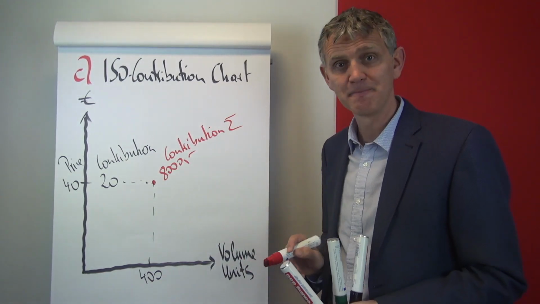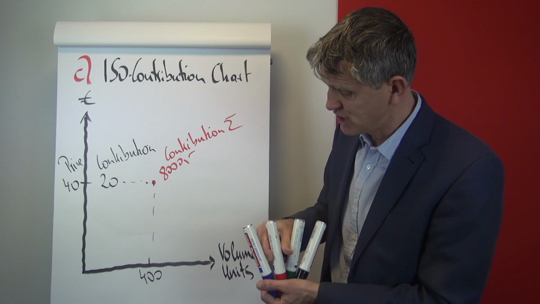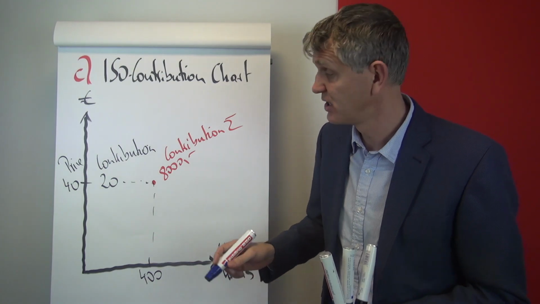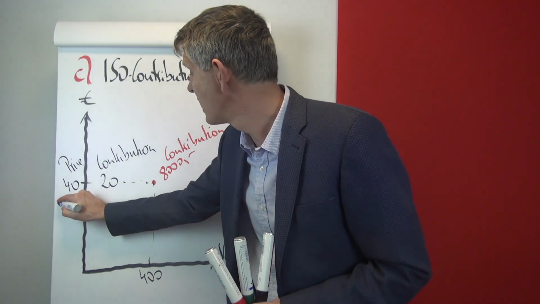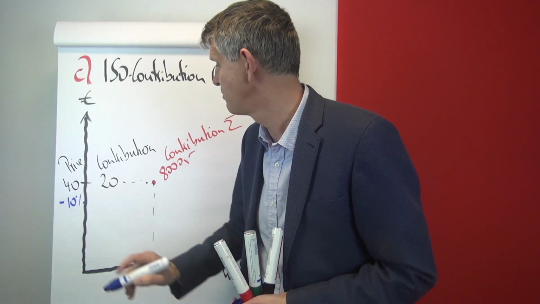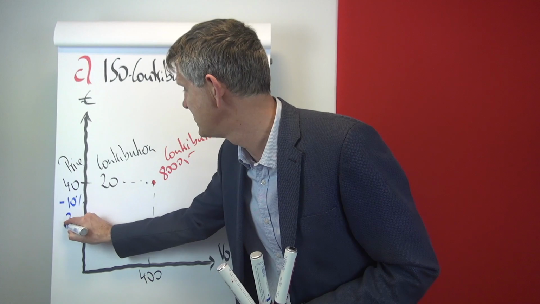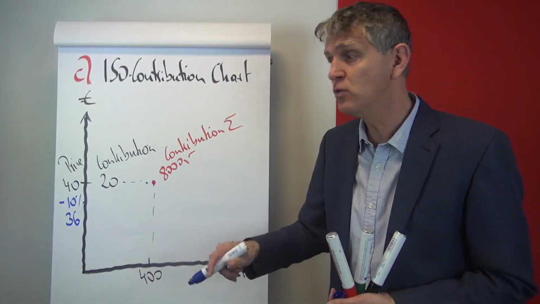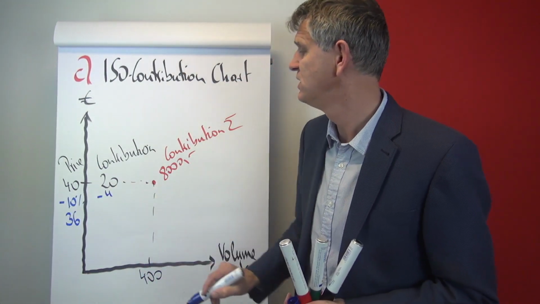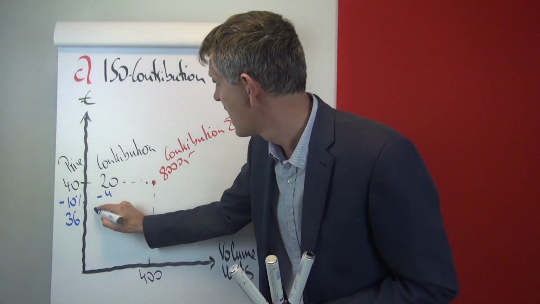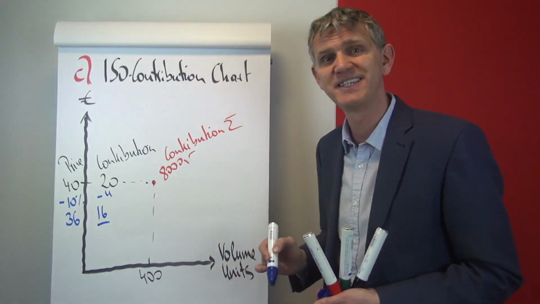Contribution total. Now let's assume that our sales manager is asking for lower prices or a discount of 10%, which would mean that the selling price would drop to 36. So we lose 4 euros on contribution, ending up having a contribution of 16.